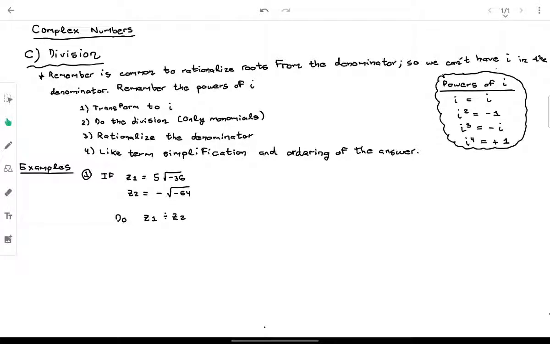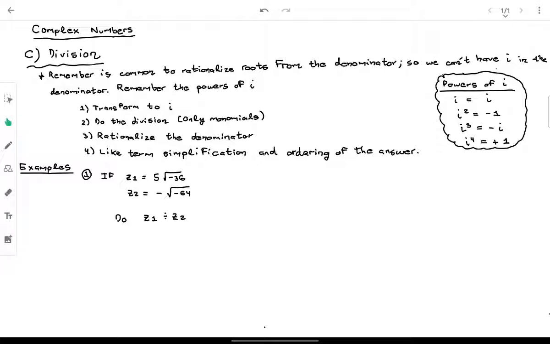So today we will continue with mathematical operations with complex numbers. Specifically, today we will see division with complex numbers. Remember something we saw in the past? It's common to rationalize roots from the denominator.